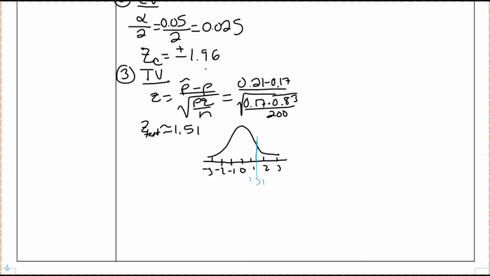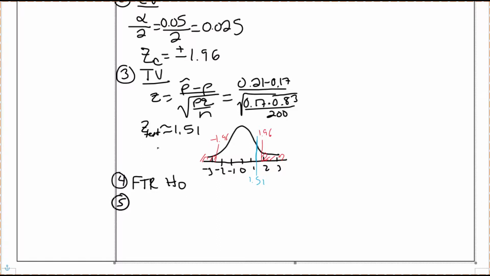Next, we're going to label our criticals, which are 1.96 and negative 1.96. And we're going to shade our rejection regions. So clearly we're outside of our rejection regions, which are given in red, so therefore we fail to reject. So step 4, we fail to reject the null hypothesis.